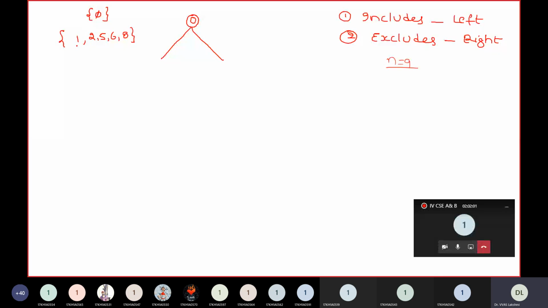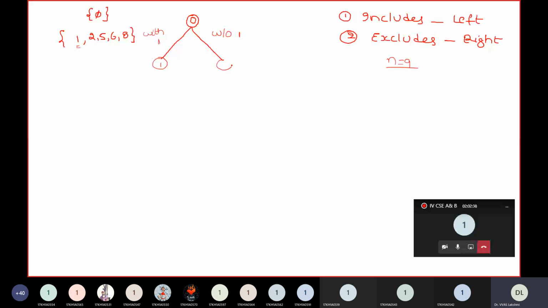So here the first element is 1. Always the left side includes 1, and the right side without 1, that means 1 is excluded. So the sum of the set at this position is 0. Whenever the subset includes 1, the sum value becomes 1. Is it clear? Clear, ma'am. Okay.